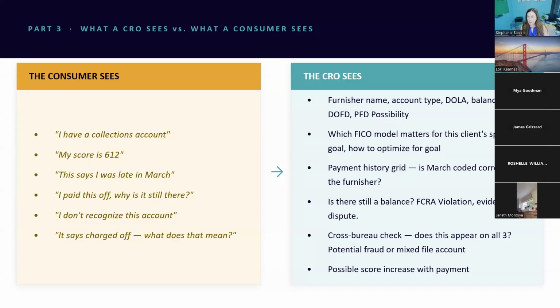My score is 612. Now, that's what the consumer sees. They see a score of 612. They don't know anything about that score, right? They just see they have a score of 612. They don't know where it comes from. They don't understand that's a Vantage score. They don't understand if that's a FICO score. They don't understand how to optimize for it.